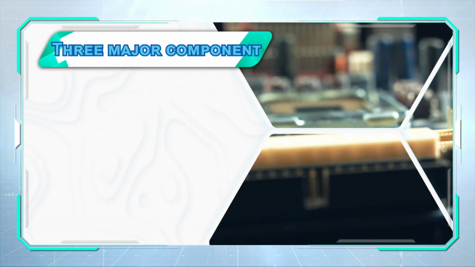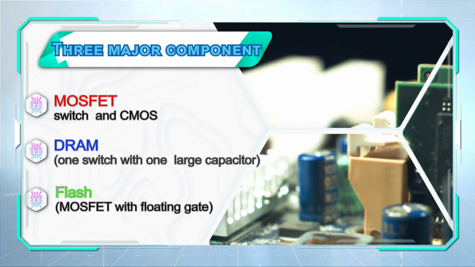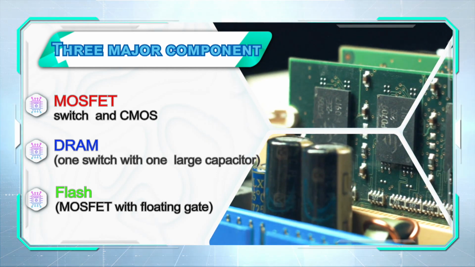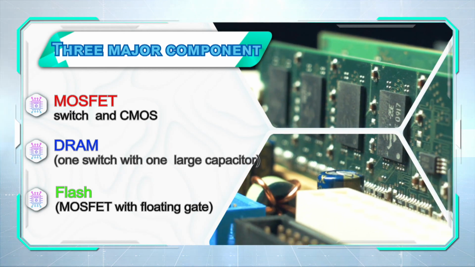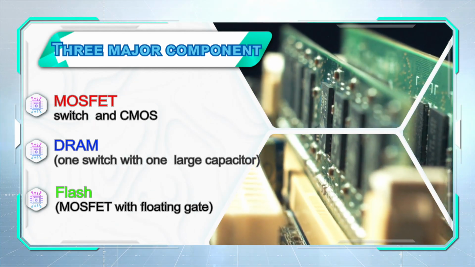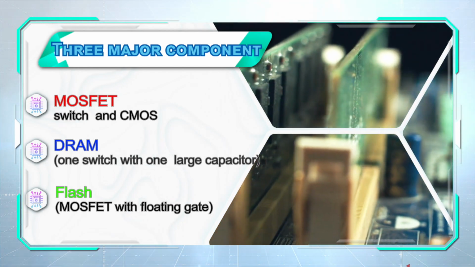There are three major components on the market today. One is MOSFET for switch and the CMOS. Second is for DRAM, one switch and one big capacitor. Third is the flash. It's MOSFET with another control gate called a floating gate. So there is a floating gate between the control gate and the channel in the flash memory.